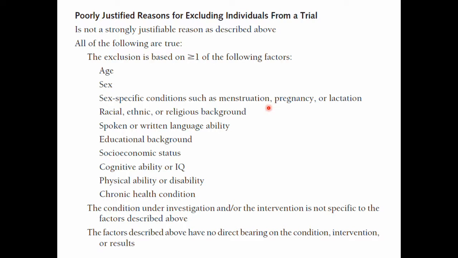So we restrict people by age, sex, racial, ethnic, religious background, so on and so forth. Socioeconomic status is a big one, and we'll come back to that. What we need to do is talk about the situations in which excluding for one of these reasons makes sense and when it doesn't, right?